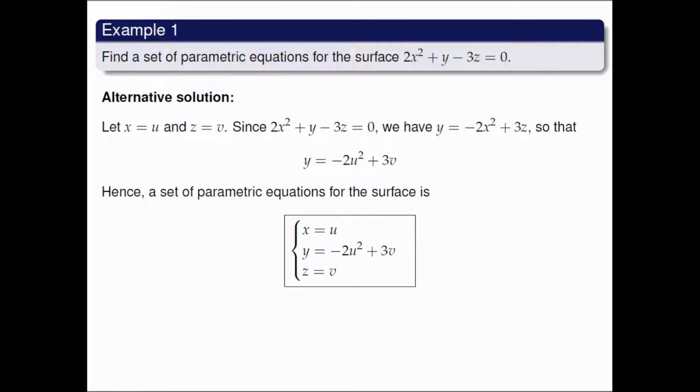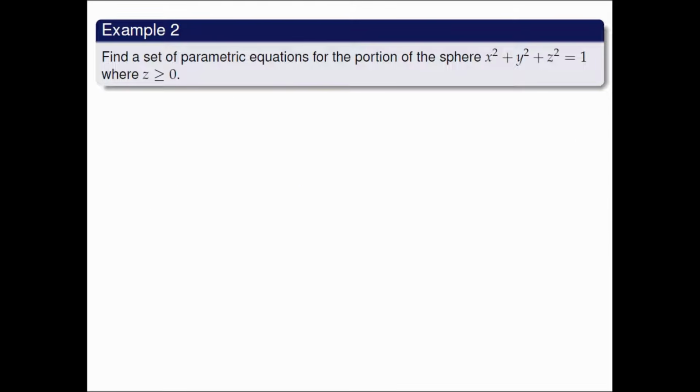We now proceed to the next item. Find a set of parametric equations for the portion of the sphere x squared plus y squared plus z squared equals 1, where z is greater than or equal to 0. Let x equals u and y equals v. So we express z in terms of u and v.